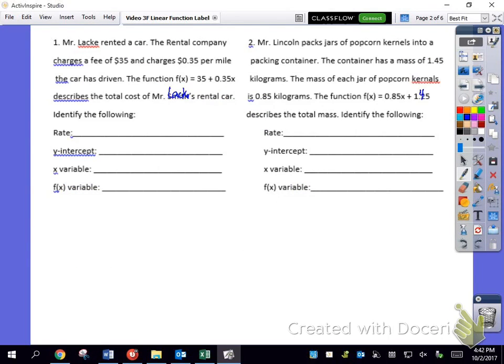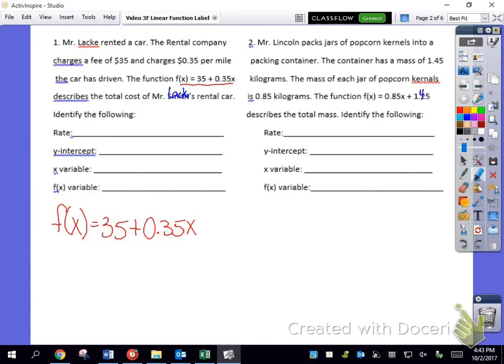On number one, Mr. Lackey rents a car. The rental company charges a fee of $35 and charges 35 cents per mile the car is driven. The function f of x equals 35 plus 0.35x describes the total cost of Mr. Lackey's rental car. Identify the following. So, very first thing, you have an equation. I'm going to write my equation a little bit bigger because, remember I told you, anytime you see an equation, it's very important that you write it down because you are probably going to use that equation. Okay? Now, there's my equation.